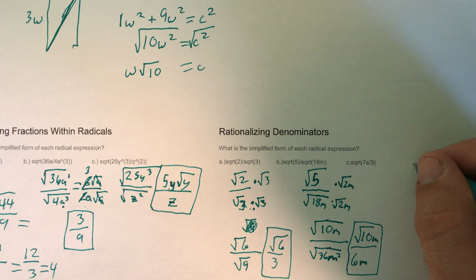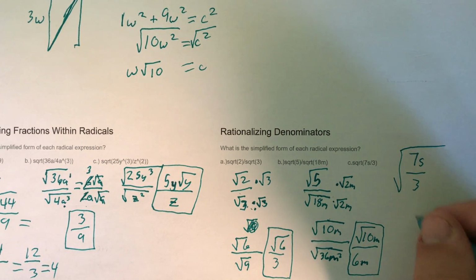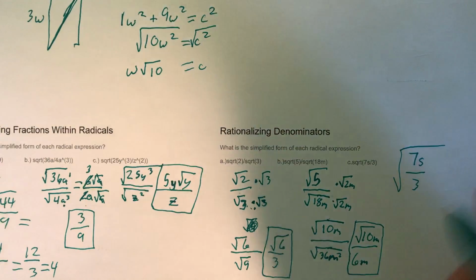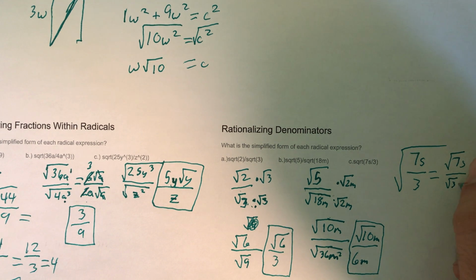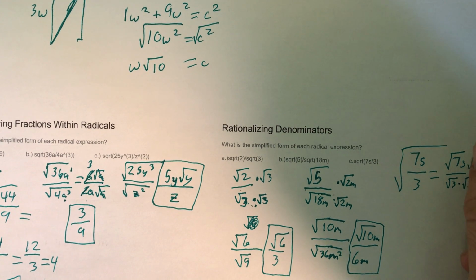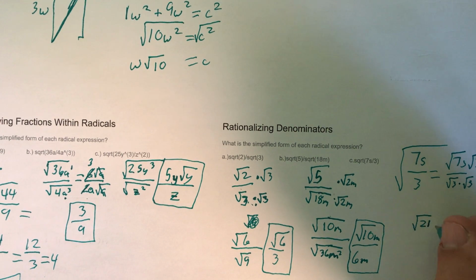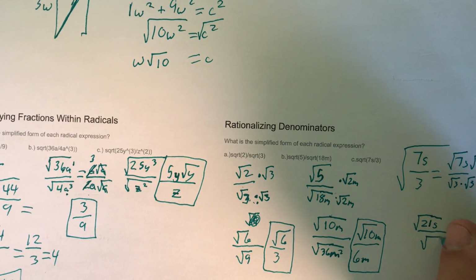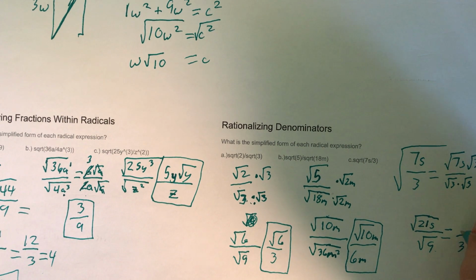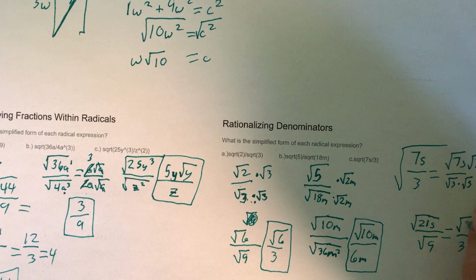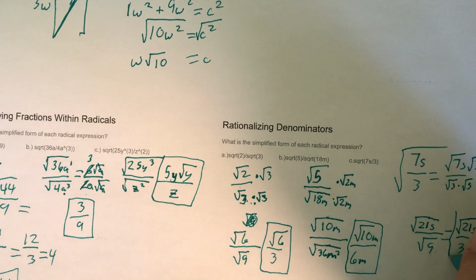C is the square root of 7s over 3. This is all like that, which is what we were just working with over here. We're going to have square root of 7s over the square root of 3 times the square root of 3 to get that to 9, because that gets me to a perfect square. You're going to get square root of 21s over square root of 9. The bottom, if you take the square root of 9, you get 3. Square root of 21s over 3 should be your answer.